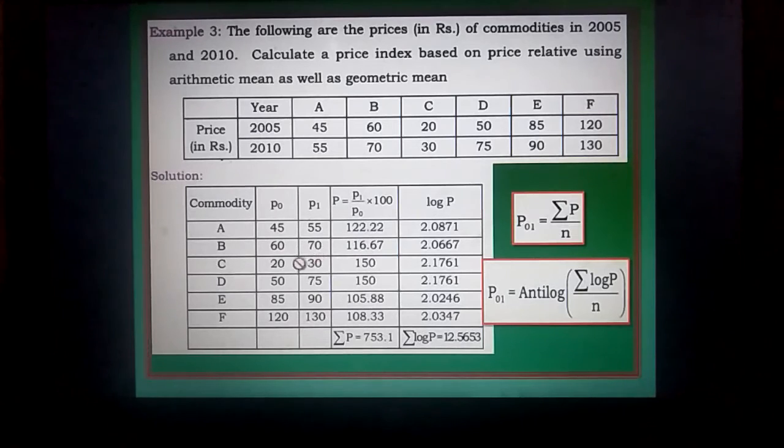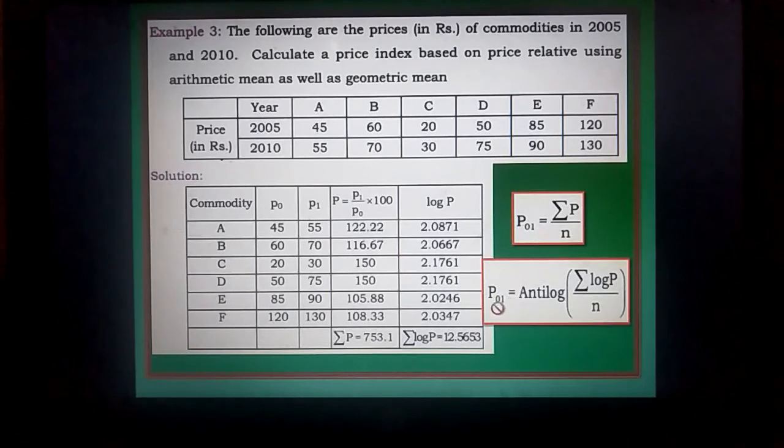Similarly, 70 divided by 60 multiplied by 100 will be 116.67. Similarly, all these values of capital P have been calculated. We want sum of P here, that's why the sum of P has been calculated. Later, to calculate this first one, look at the cursor. What do we need? Sum of P we need, which we have got. And N is the given number of observations. How many are there? 1, 2, 3, 4, 5 and 6. So with the help of this available information, we can calculate P01 based on arithmetic mean.